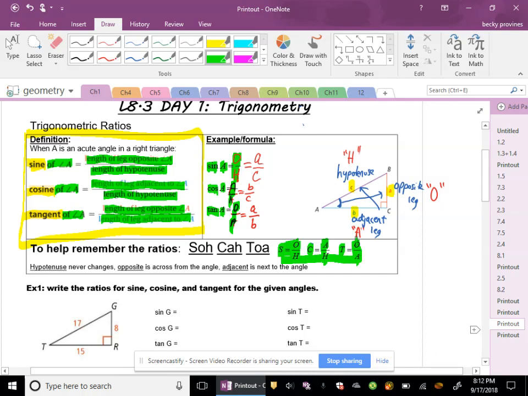So this is what we need to memorize. This is like a little cheat sheet. As long as you understand what S, C, and T stand for, sine, cosine, and tangent, and you understand what O, H, and A stand for, which is opposite, hypotenuse, and adjacent, this is great. This is a little cheat sheet. Now, a way to memorize this is to memorize Sohcahtoa.